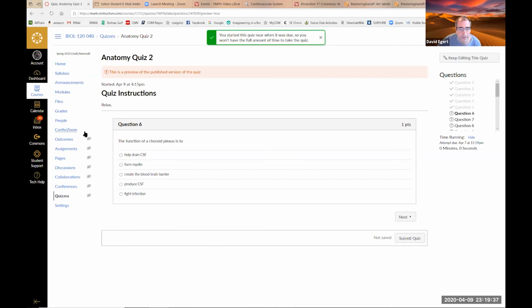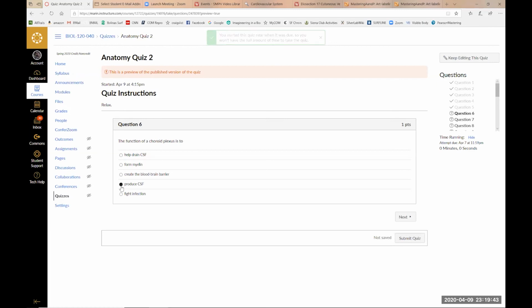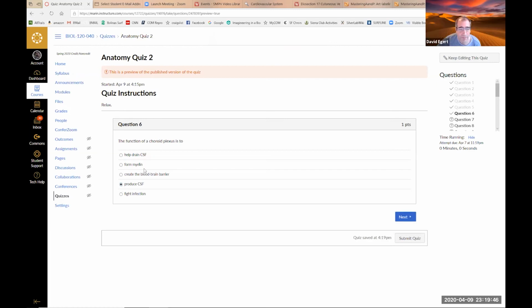Continuing on. Function of a choroid plexus: produce CSF. It's making the CSF. Another question was about the arachnoid villi. What's the function of the arachnoid villi? To drain the CSF.